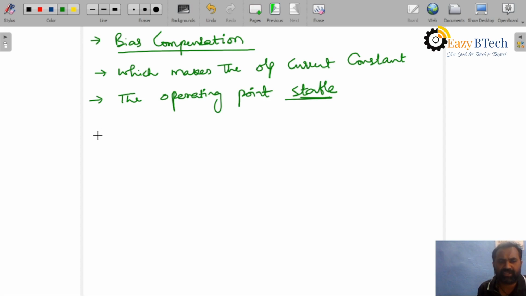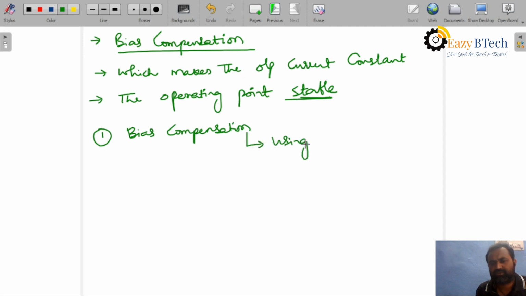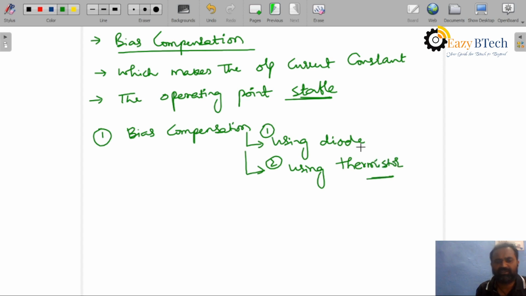This bias compensation can be made using two cases. One is bias compensation using diode. Second, using thermistor. These two concepts we will see today. Okay, bias compensation using diodes.